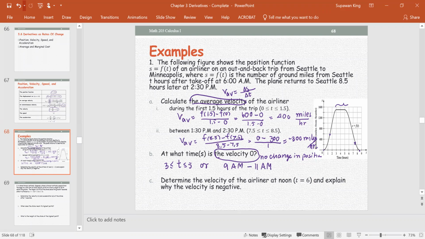Part C, determine the velocity of the airliner at noon, or at t equals 6, and explain why the velocity is negative. So at t equals 6, the velocity, which is the instantaneous velocity, let's look at the graph at t equals 6 to find it. We just draw the tangent line passing that point on the curve and find the slope of this tangent line. The velocity is the derivative of the position function, and the derivative is the same as the slope of the tangent line.